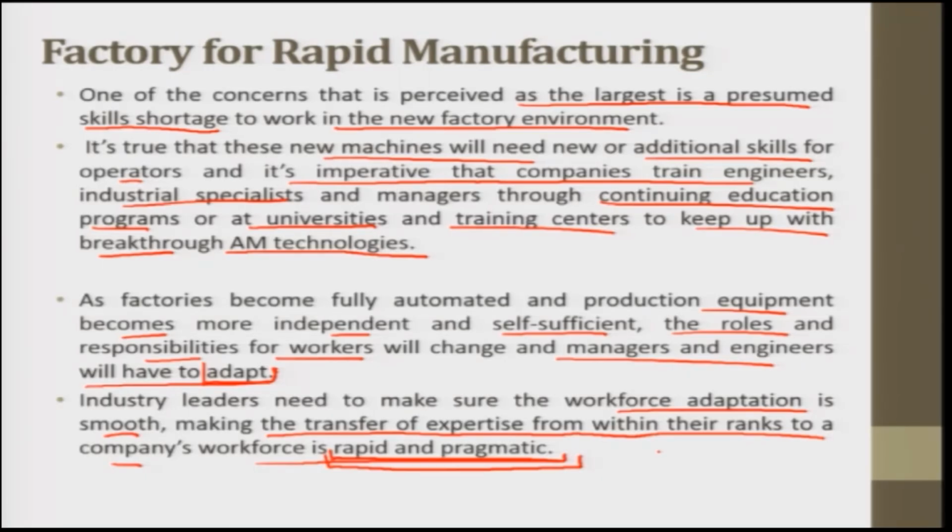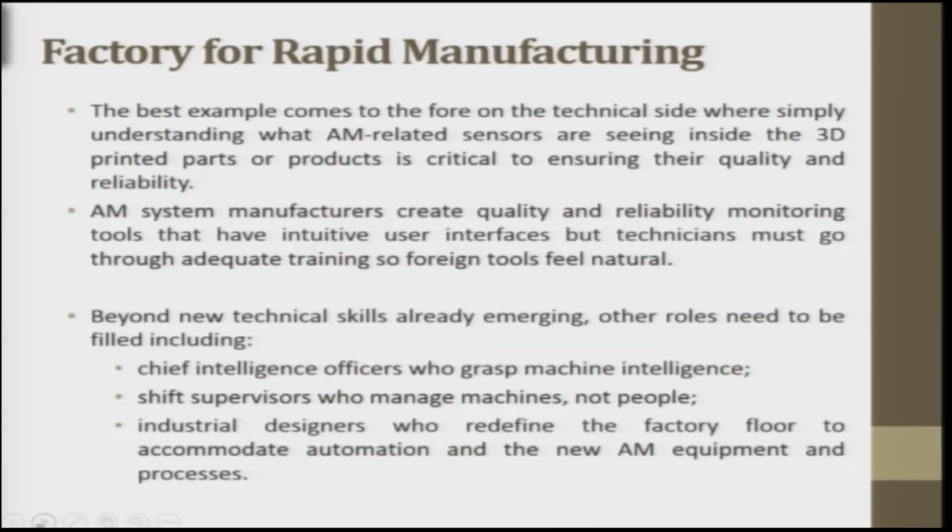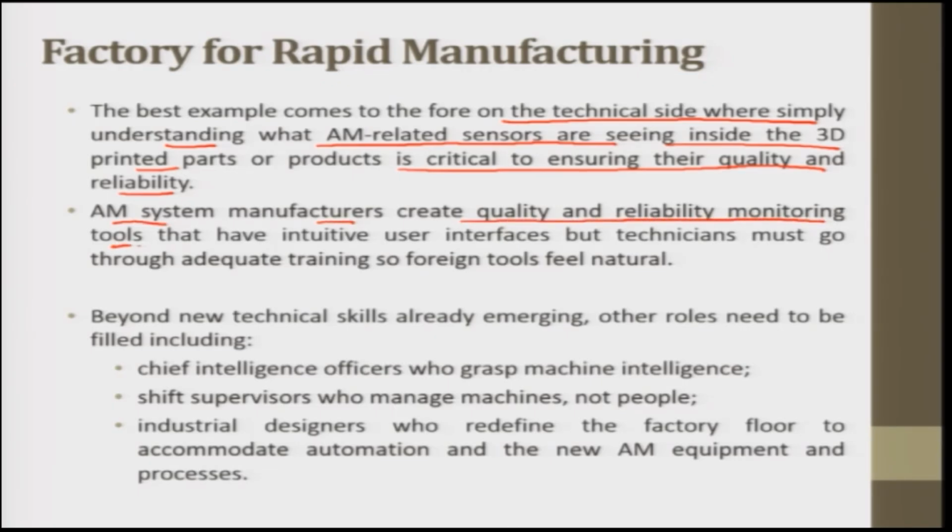So this is all supply chain management that we are talking about, where human resource is also one of the links of the chain. The best example comes to the fore on the technical side, where simply understanding what additive manufacturing related sensors are seeing inside the 3D printed parts or products is critical to ensuring their quality and reliability. Additive manufacturing system manufacturers create quality and reliability monitoring tools that have intuitive user interfaces, but technicians must go through adequate training so the tools feel natural to them. So this continuous training has to be conducted.